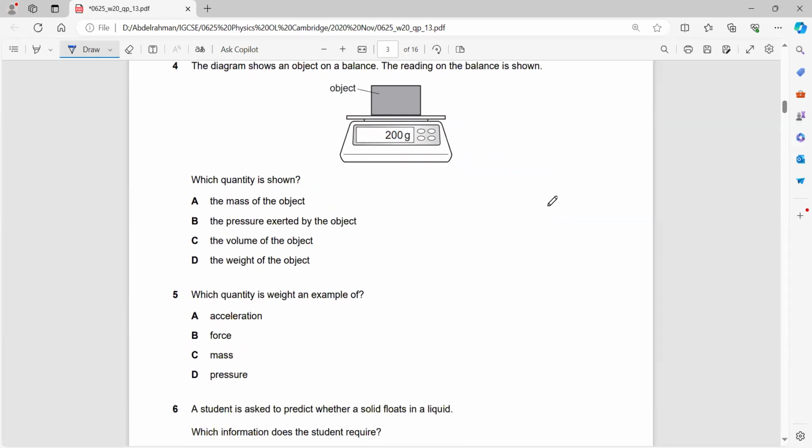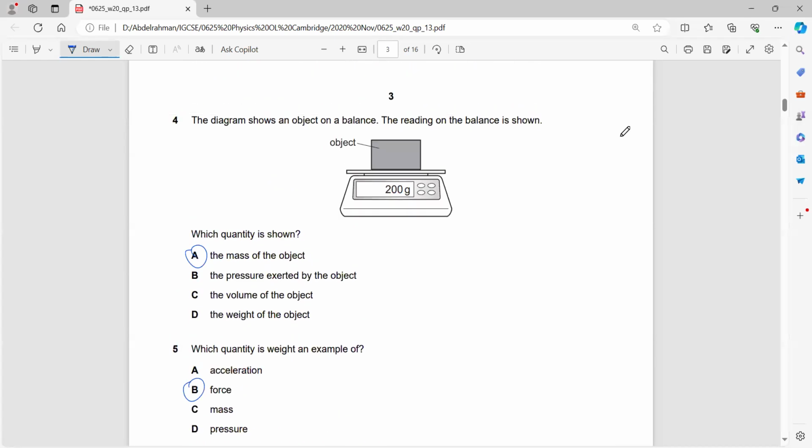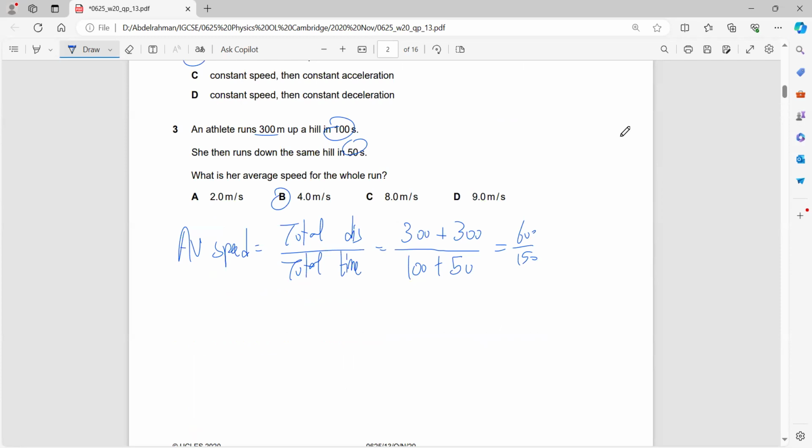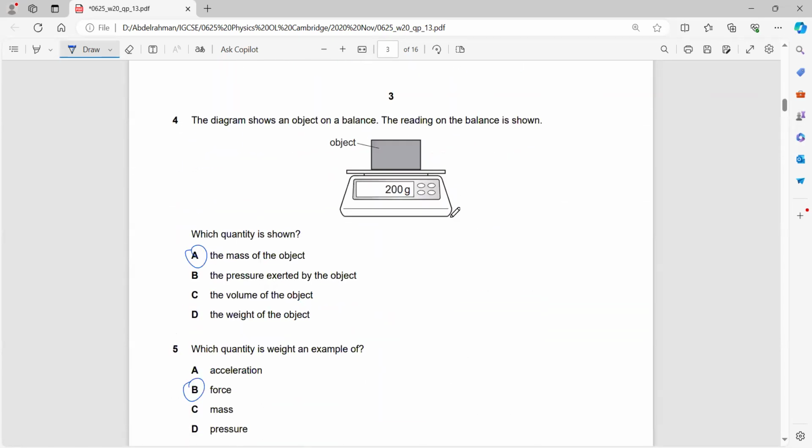Which quantity is shown? This is quite easy. The mass of the object. Which quantity is weight an example of? Weight is definitely a force. You're talking about 3? 3 is B. Okay.